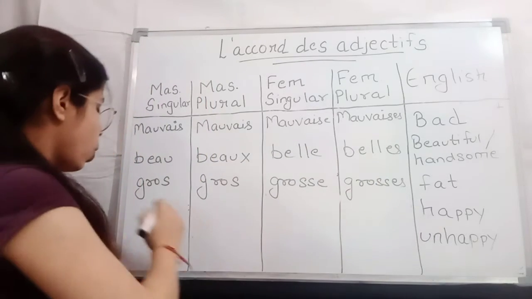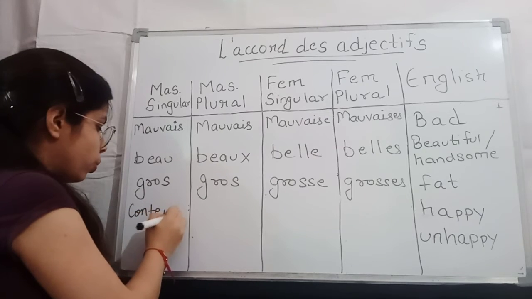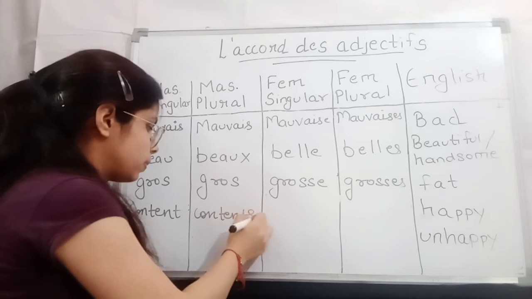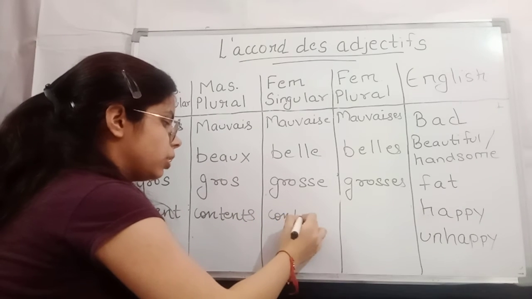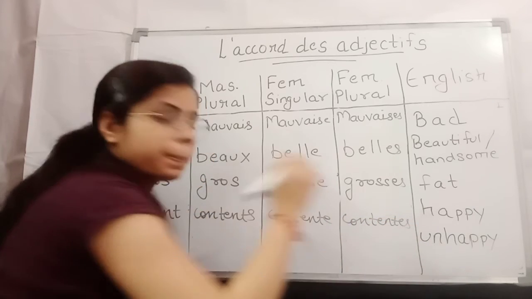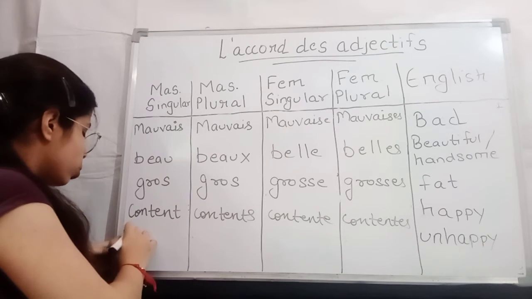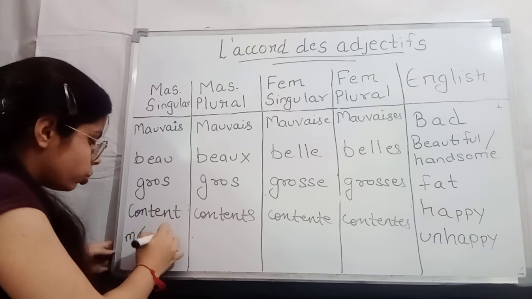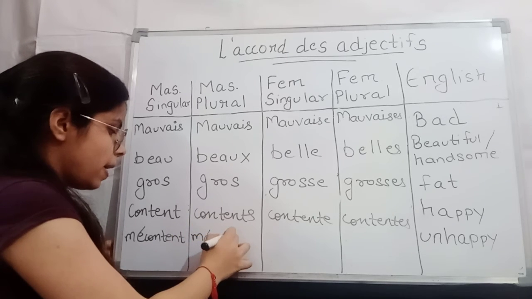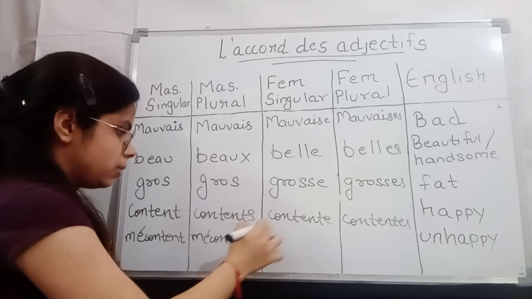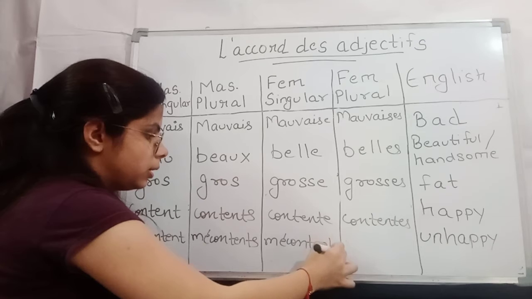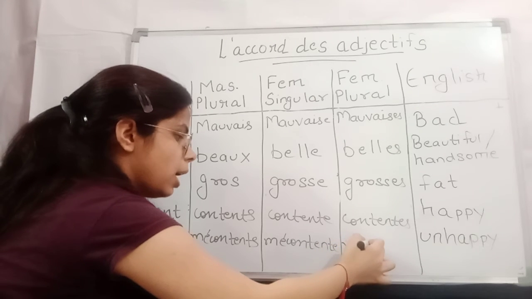For happy, it's content. To make it plural, just add an S. Contents. Content, feminine. To make it plural, contentes. For unhappy, it's mécontent. M-E accent and content. To make it plural, add an S. To make it feminine, add an E. To make it plural, add an S.